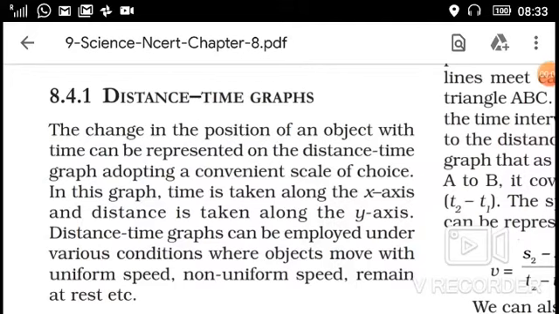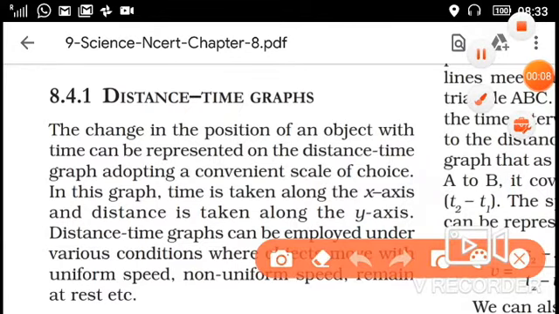Good morning, children. Today, in this video, we will discuss the distance and time graph, or distance-time graph, that is from chapter 8, Motion.